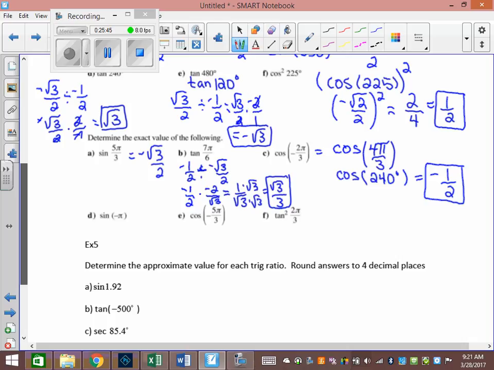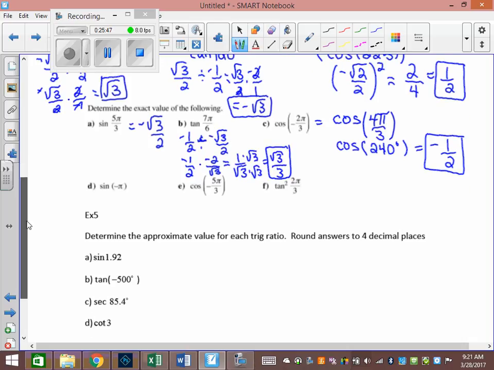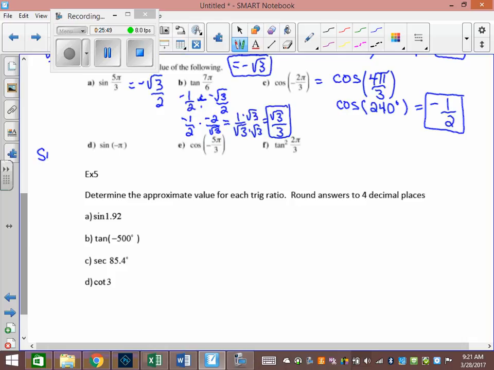Sine of negative pi. So that's sine of negative 180. Add 360 to that, that's sine of positive 180. This is the coterminal angle. Sine is the y value. The y value at 180 is 0. Because 180 is flat. It's on the x-axis. What's your y value on the x-axis? Nothing. It didn't go up or down, right?